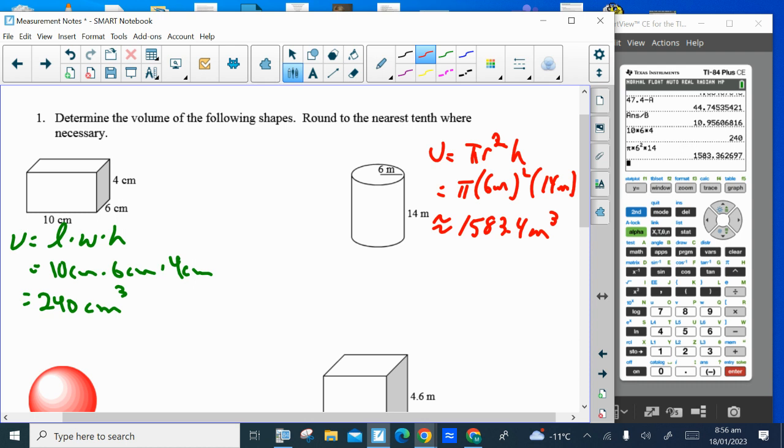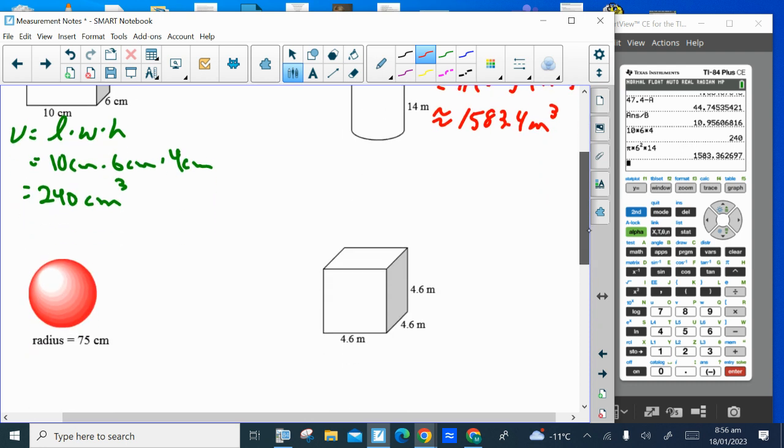Okay, so it'd be like this. So what does that mean? Well, if you had boxes that measured 1 meter by 1 meter by 1 meter, that's how many it would take to fill up that tank completely. How many of those boxes that measure 1 meter by 1 meter by 1 meter?